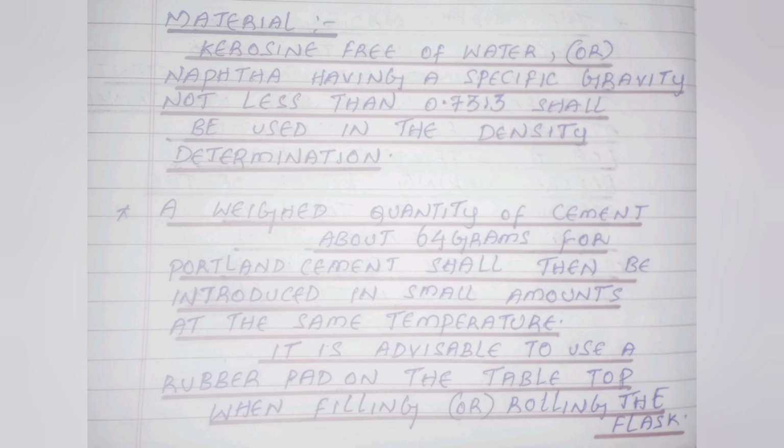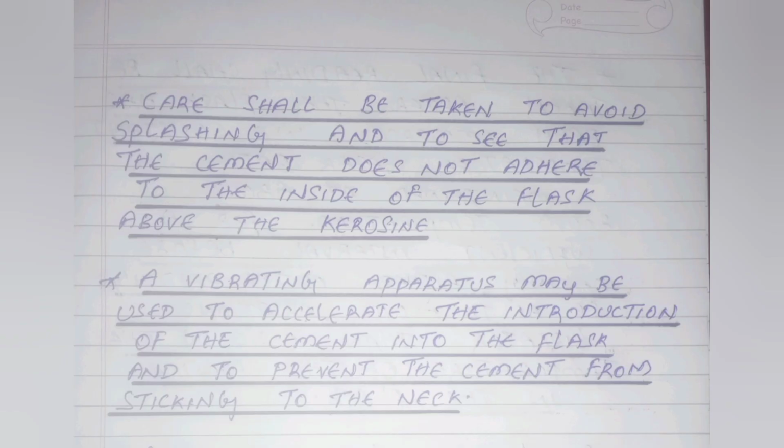A weighed quantity of cement, about 64 grams for Portland cement, shall then be introduced in small amounts at the same temperature. It is advisable to use a rubber pad on the tabletop when filling or rolling the flask. Care shall be taken to avoid splashing and to see that the cement does not adhere to the inside of the flask above the kerosene. A vibrating apparatus may be used to accelerate the introduction of the cement into the flask and to prevent the cement from sticking to the neck.